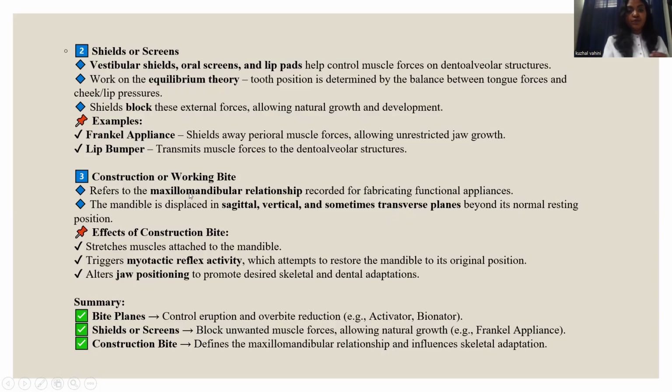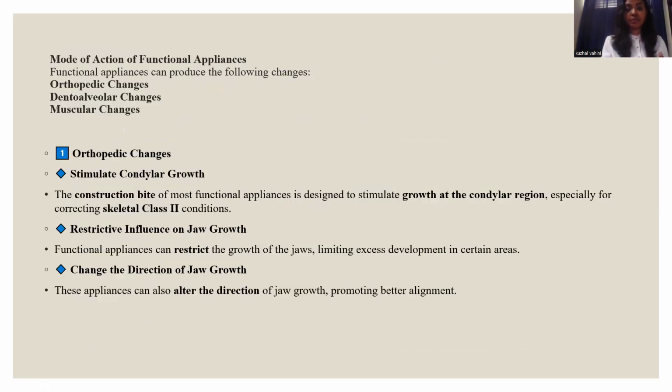And then we have the construction or working bites. These are maxillomandibular relationships which are recorded, and they help in fabrication of the appliance. The mandible is displaced in the sagittal, vertical, and transverse planes. The effect of the construction bite is that it triggers myotactic activity and alters jaw repositioning. To summarize again, bite plates control the eruption and overbite reduction, shields and screens block the unwanted muscle forces, allowing natural growth, and construction bites define the maxillomandibular relationship and influence skeletal adaptation.